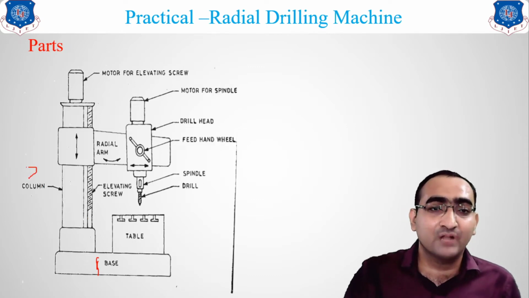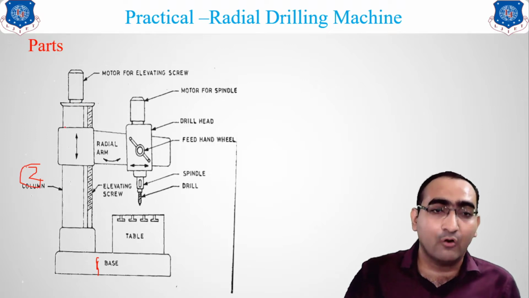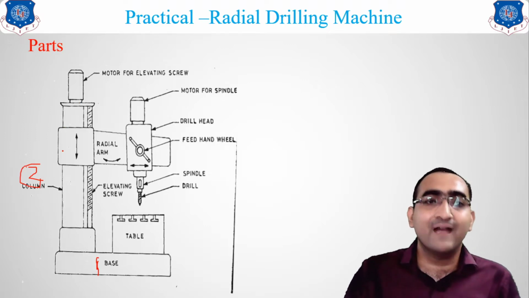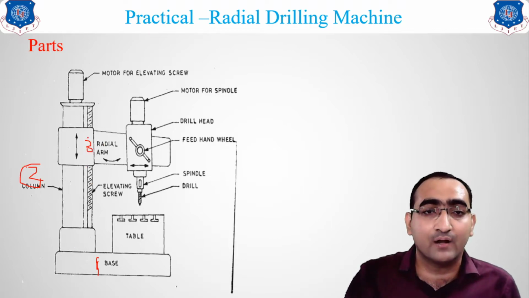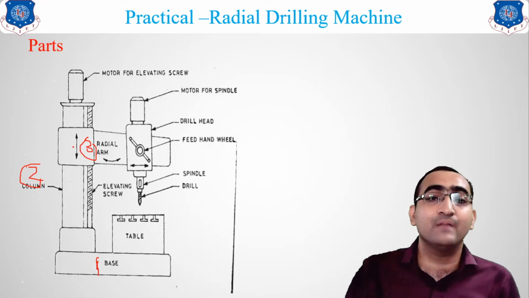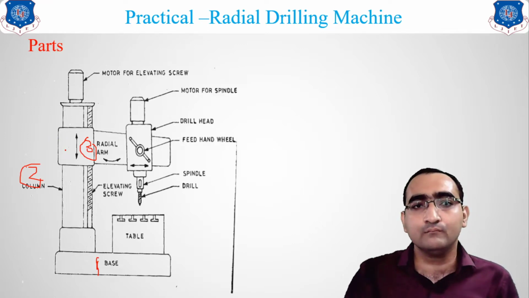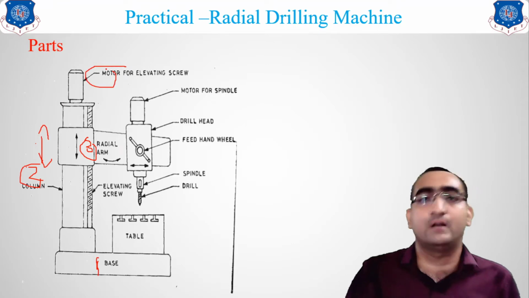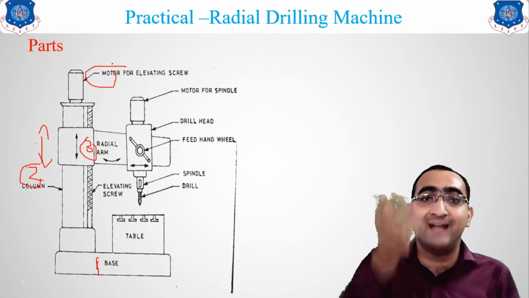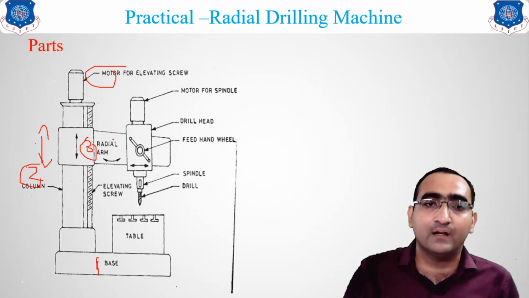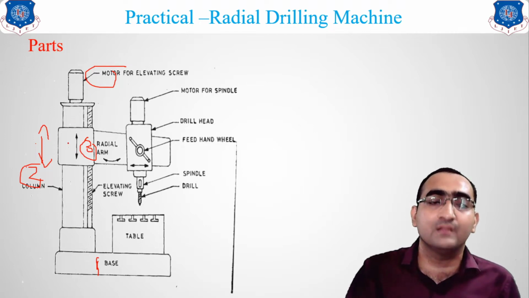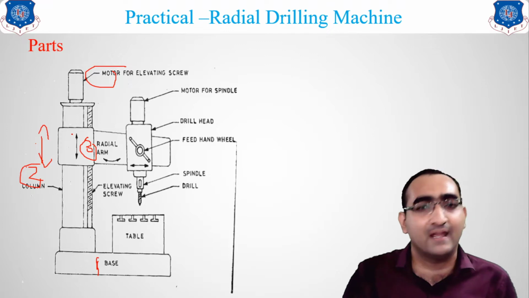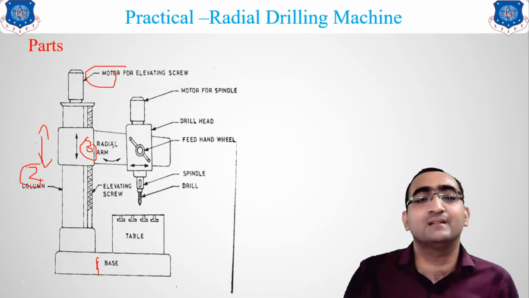The second is the column. This is the vertical column placed on the base. This column is required for the third part, the radial arm, which is located on the column. On the column, we can move this radial arm in the vertical direction with the help of this motor. You can move up and down and adjust the level. So the third part is the radial arm.